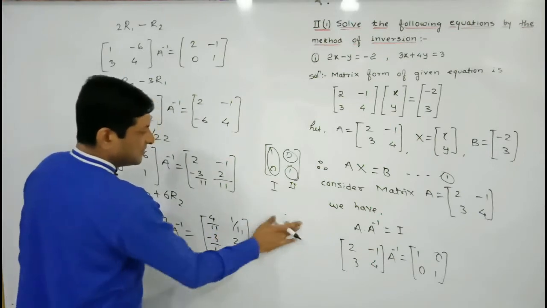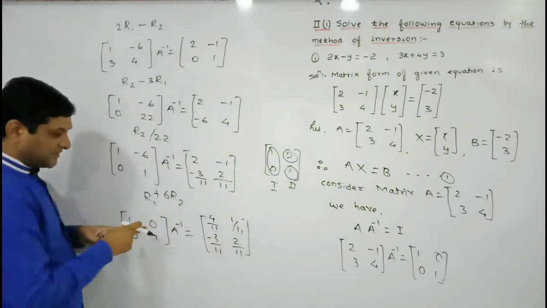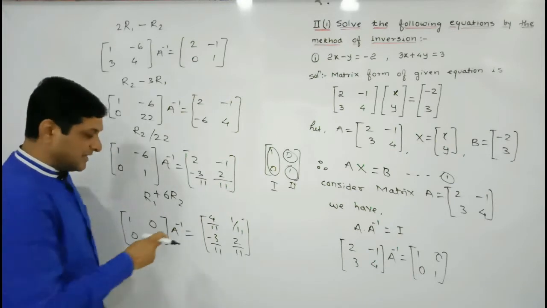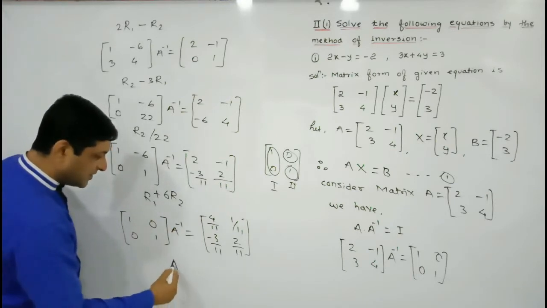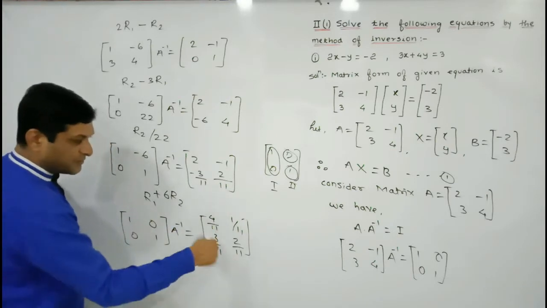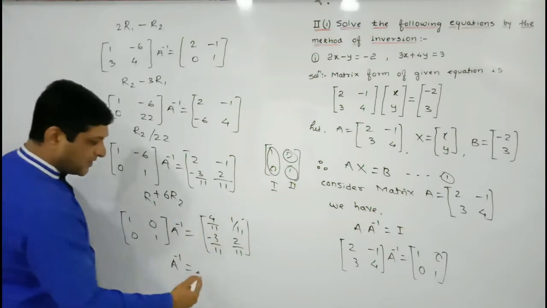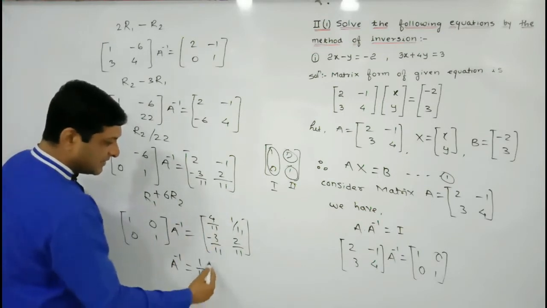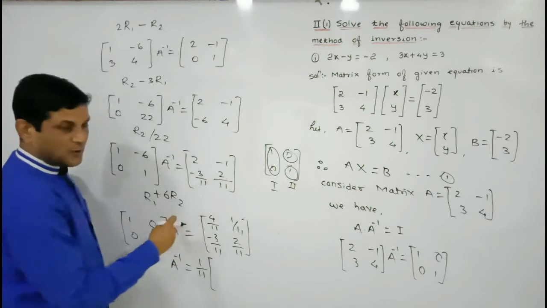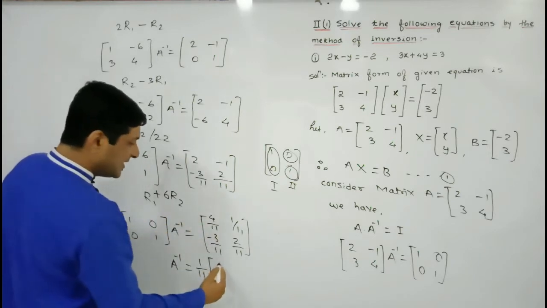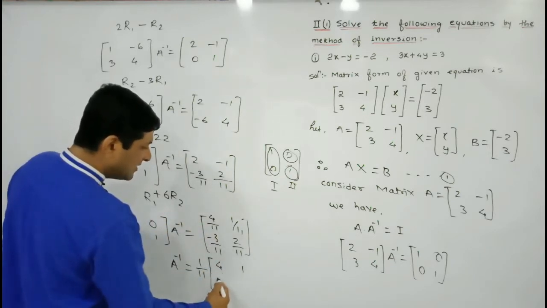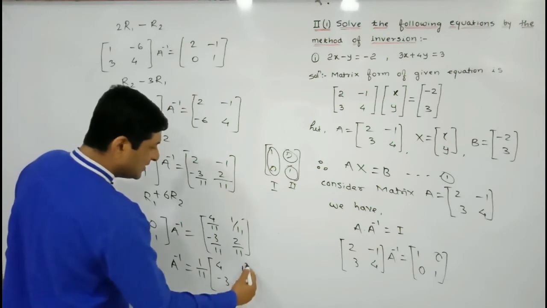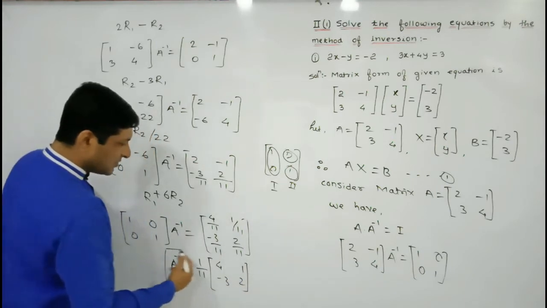So in this way we have converted this first matrix into identity. Then A inverse into identity will be equal to A inverse. And if you observe all the elements, can I take 1 upon 11 common from the elements? If I am taking 1 upon 11 common from all the elements, see what we will get here: 4, 1, minus 3, 2. In this way, we have got the inverse of the matrix.